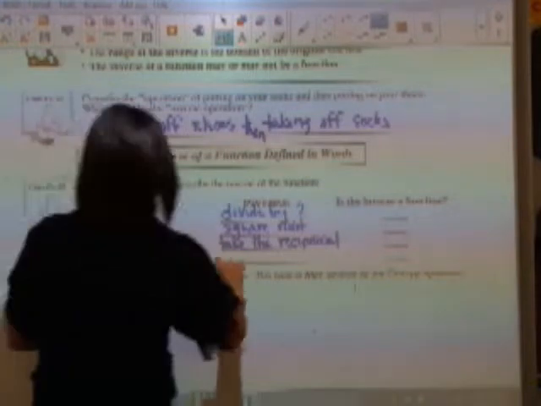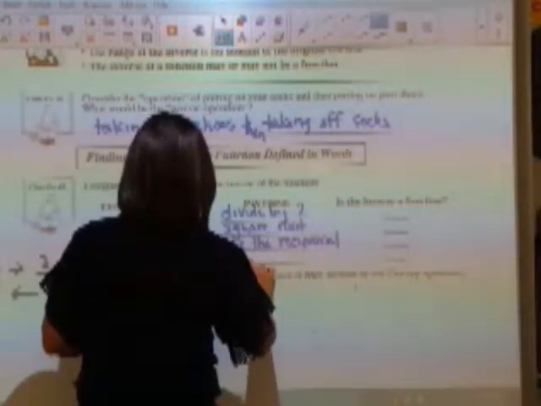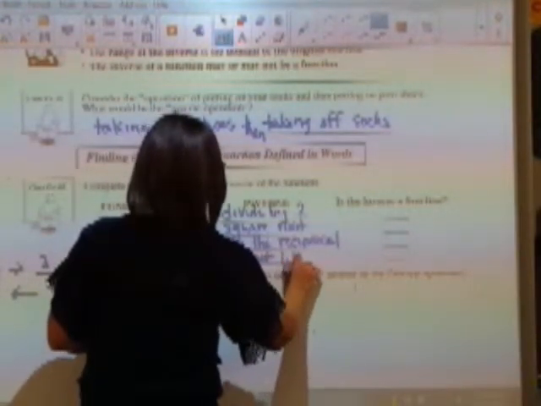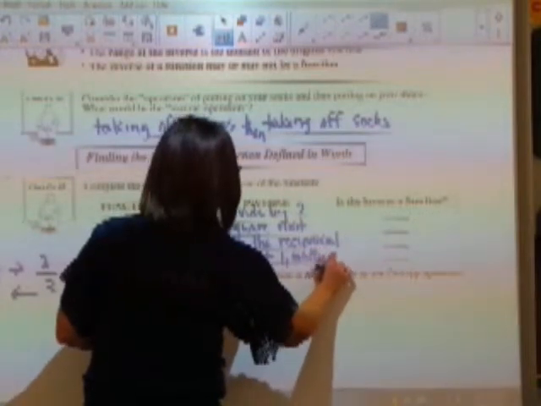If the function is to divide by 3, then add 1, what would the inverse be? Subtract 1 and multiply by 3. Yes. So subtract 1, multiply by 3.